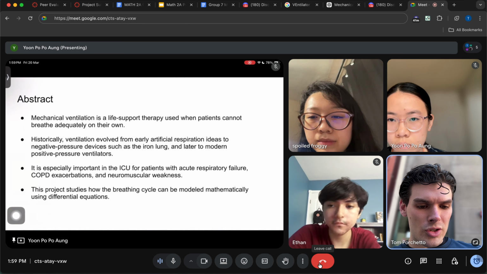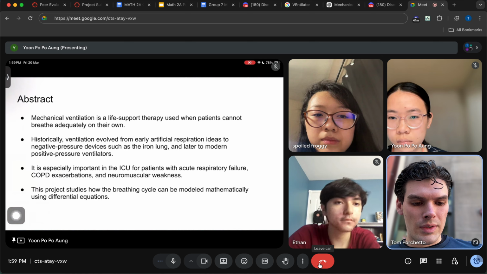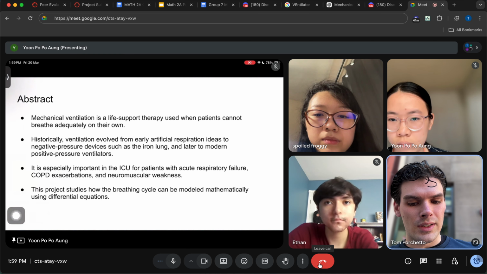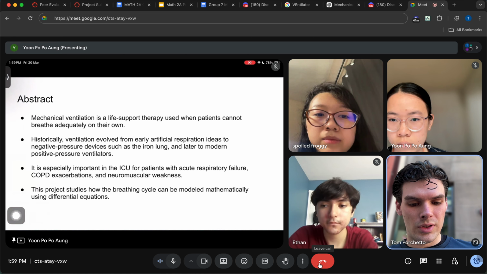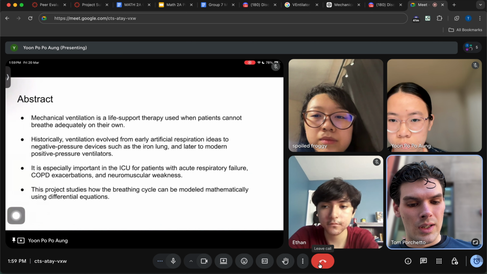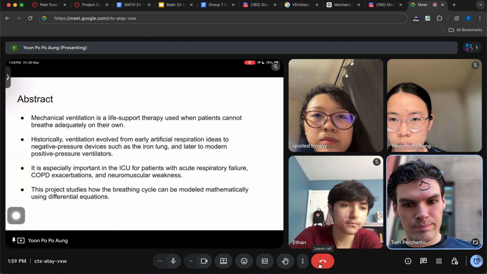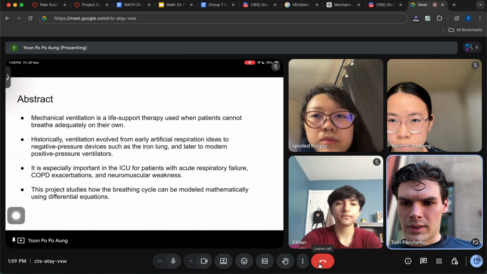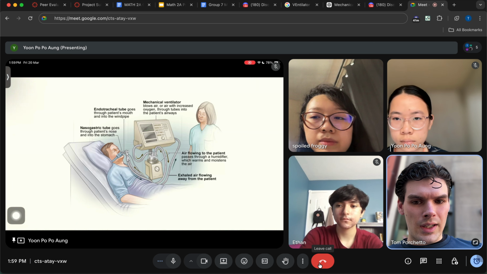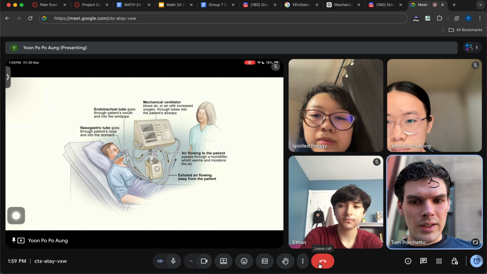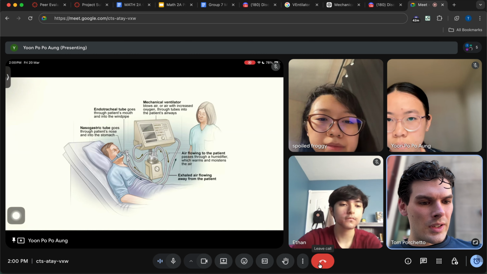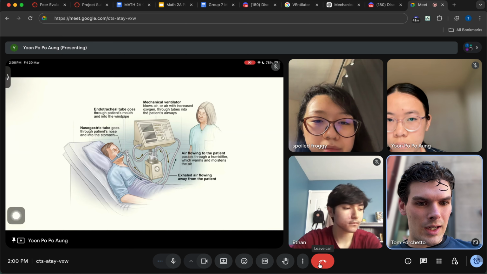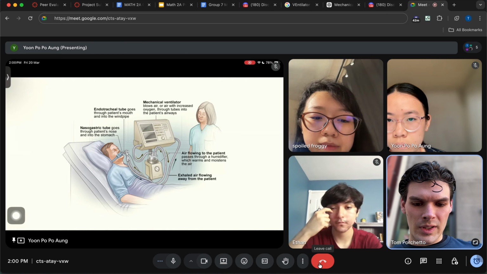This project is going to review and study how the ventilatory process can be represented mathematically using differential equations and mathematical modeling. Here is an illustration of basically how a mechanical ventilator works, pumping air in and subtracting air out. Next page.